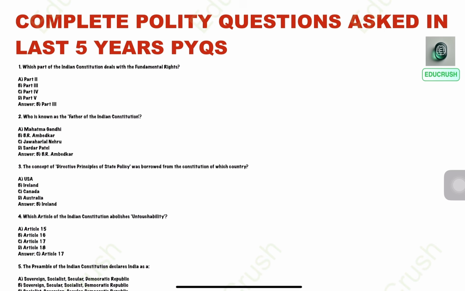So the first question is, which part of the Indian Constitution deals with the fundamental rights? Part 3. Part 3 deals with the fundamental rights of the Indian Constitution. Next, who is known as the father of Indian Constitution? Dr. B.R. Ambedkar. The concept of Directive Principles of State Policy was borrowed from the Constitution of which country? Ireland. Which article of Indian Constitution abolishes untouchability? Article 17.